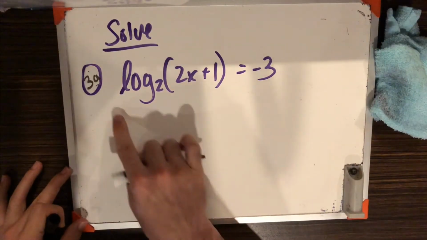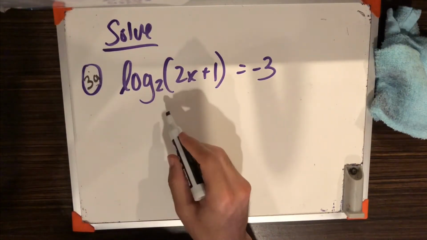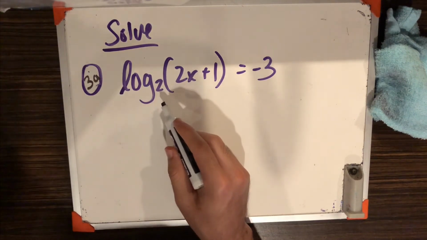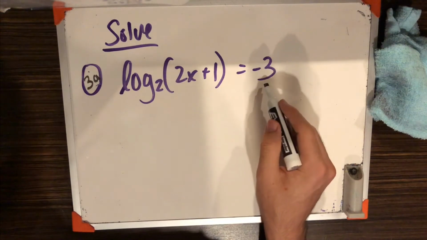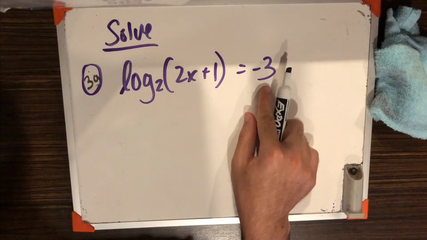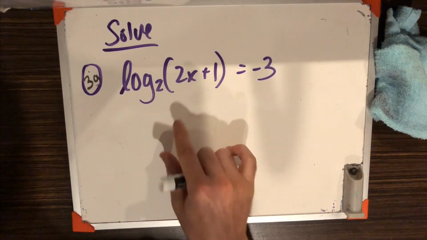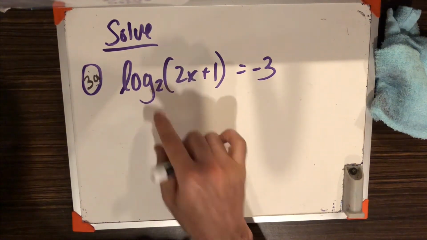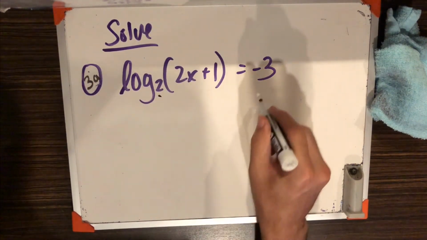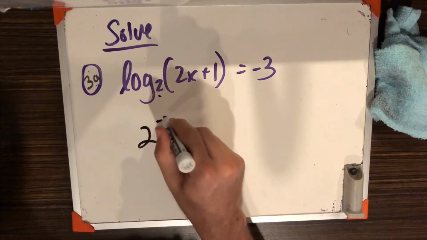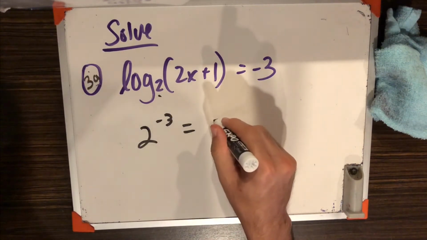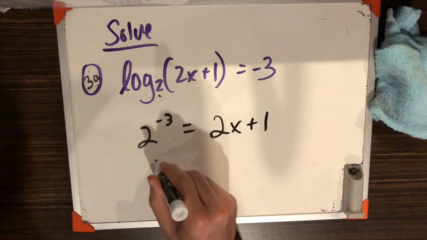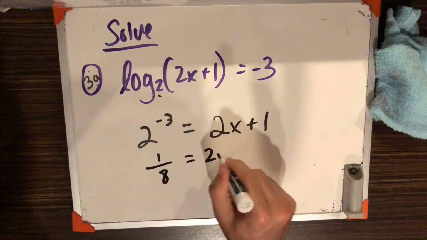Alright, number 3a. So there's 2 ways to do this. You can put this in exponent form, or you can put this into log form. I'll do it different ways throughout this exercise. Let's do this in exponent form first. So base of 2, it's taken to the negative 3 power. All I'm doing is basically taking this into exponent form. It's equal to 2x plus 1. 1 over 8 is equal to 2x plus 1.